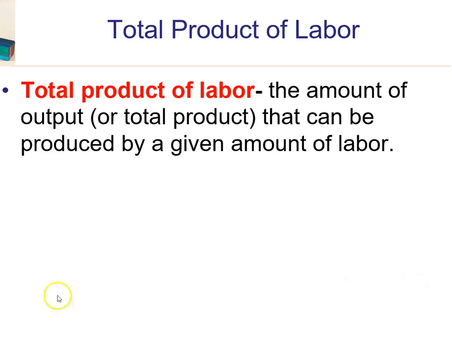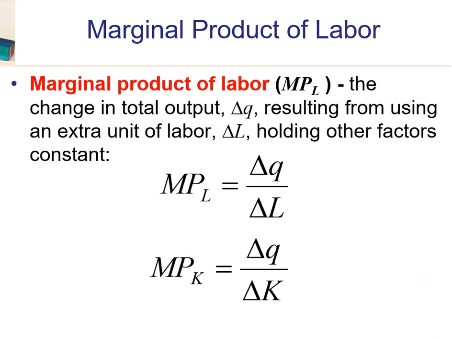The second definition is marginal product of labor, abbreviated as MP with a subscript L. This is the change in total output, or your change in Q, resulting from an extra unit of labor, or change in L, holding your other factors constant. So your marginal product of labor, then, is this ratio of change in Q over change in L.